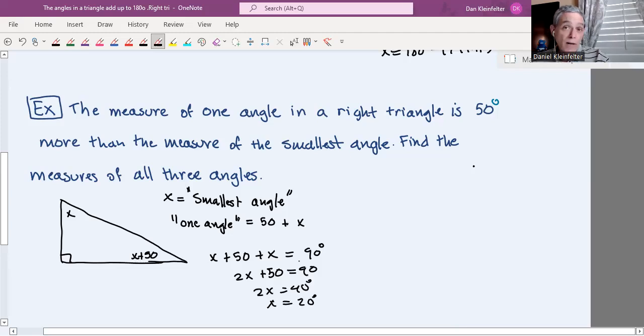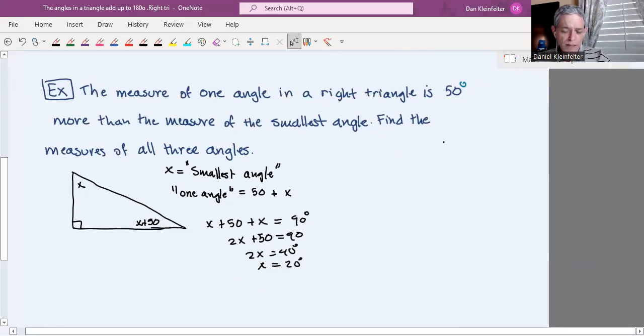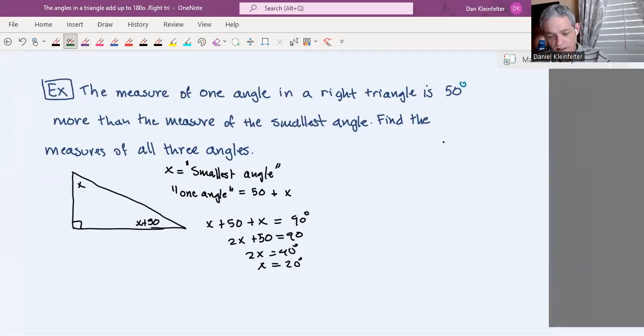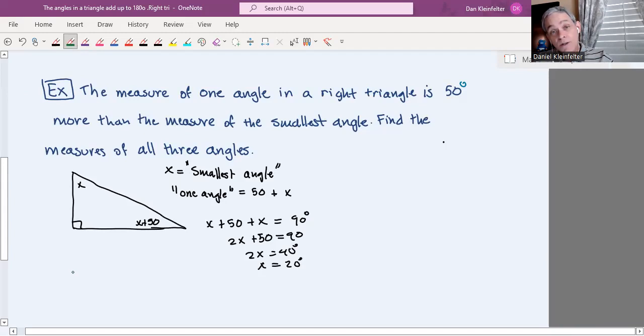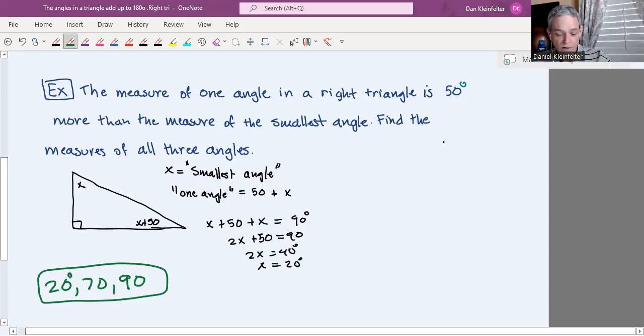Okay, so now we have to make sure to summarize all of this correctly. So it says find the measures of all three angles. So x, that was the smallest angle, that one is 20. The next one is 50 more than that. 20 plus 50 is 70. And then it was a right triangle, so the third angle had to be 90. Okay, so there's the sizes of all three angles.